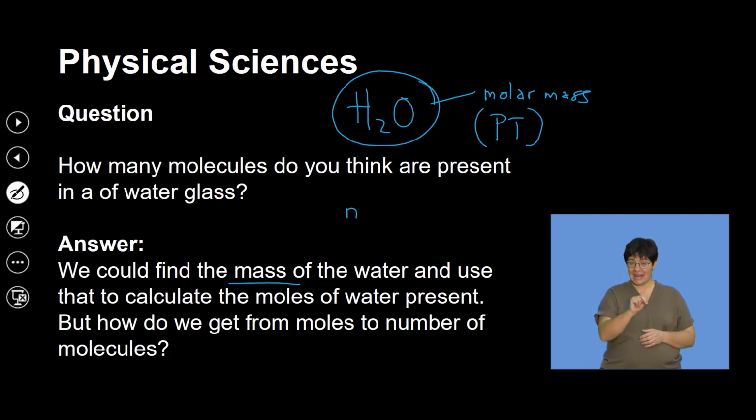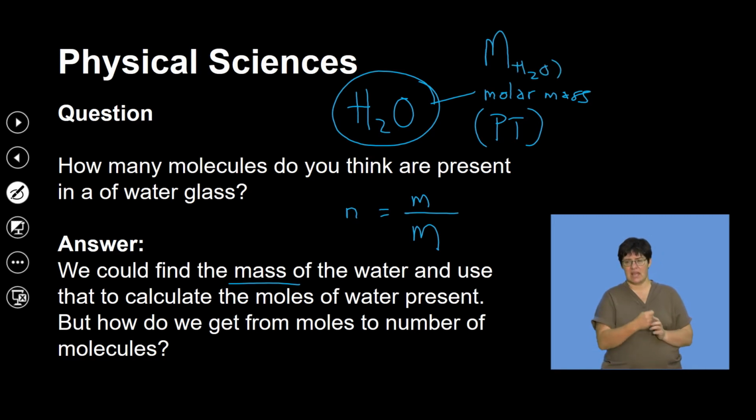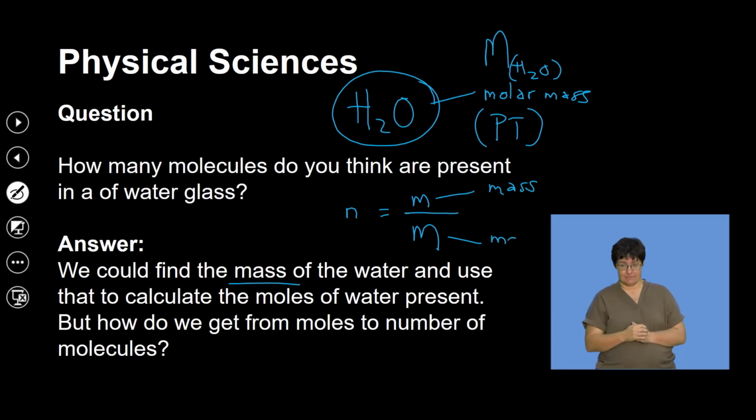We know that N represents the moles, which is equal to the mass of the sample of glass of water over the molar mass. So this will give us the moles of water. I usually say that it's small m, big M. The smaller m represents the mass of sample, while the big M represents the molar mass. So this information will allow us to get the moles that are present.